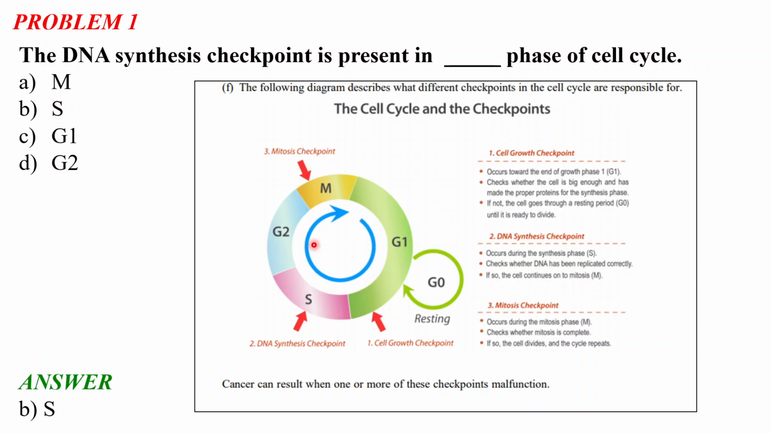So the cell cycle is very important for your course and for your knowledge also. Please remember the different phases of the cell cycle and the different checkpoints present, like the cell growth checkpoint, the DNA synthesis checkpoint and the mitosis checkpoint. The first one is present at the end of G1, the second one in the S phase, and the third one at the start of the M phase. And you have to remember the role of each checkpoint, and what a malfunction can do.